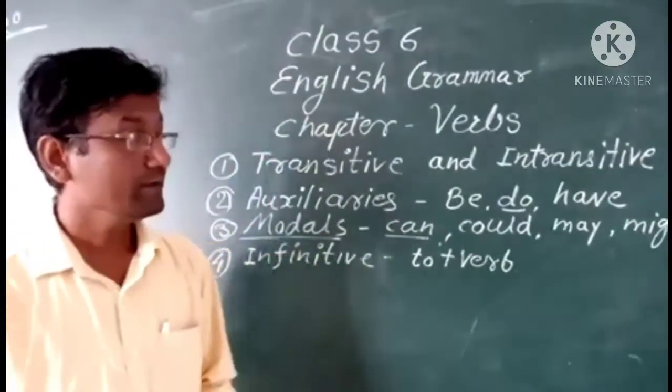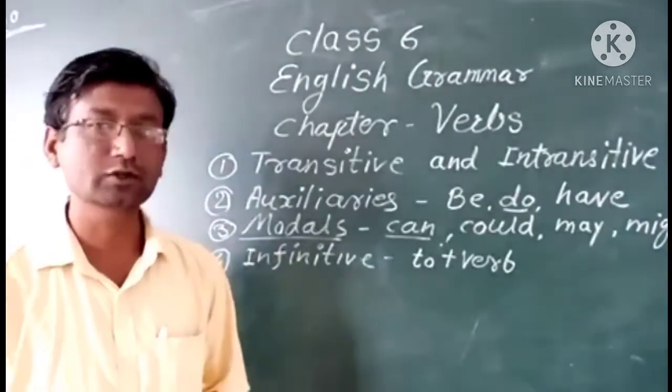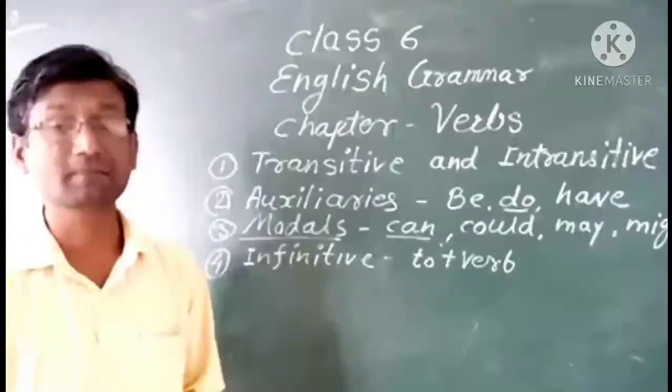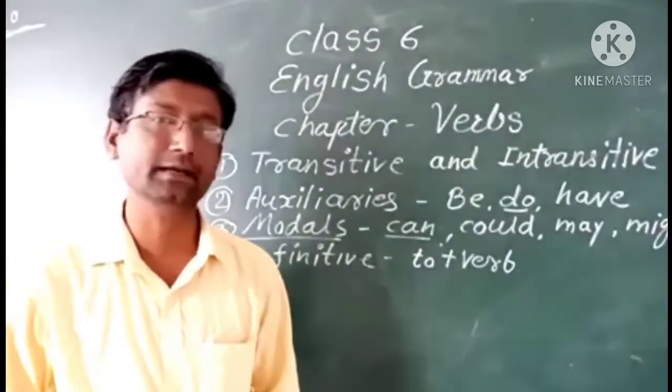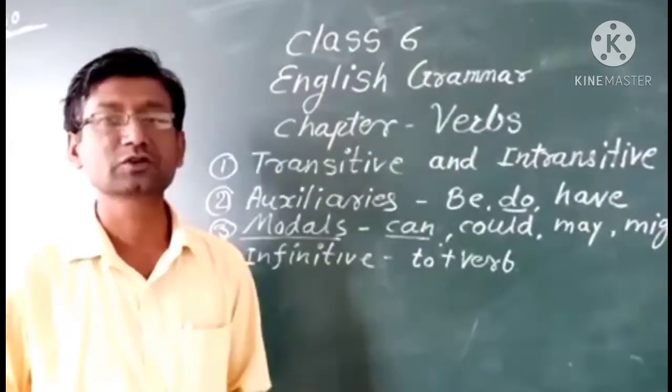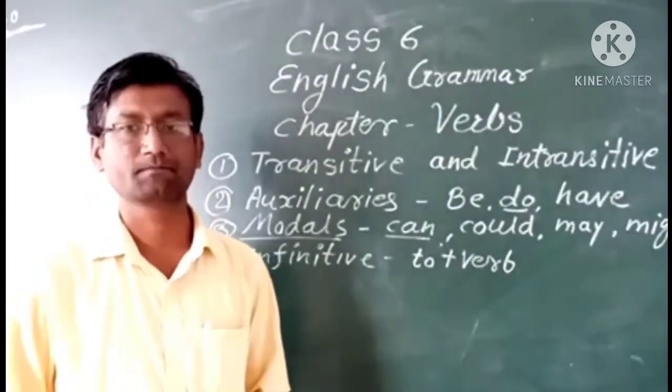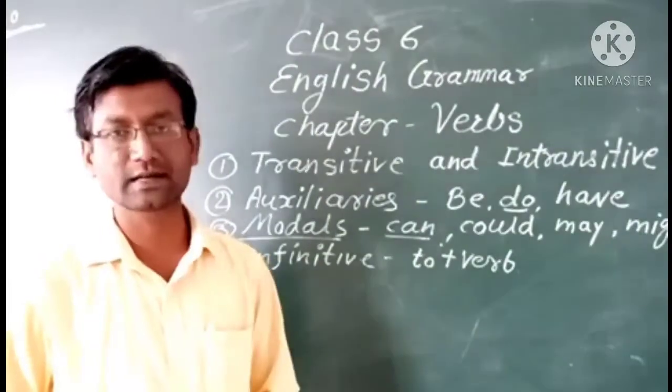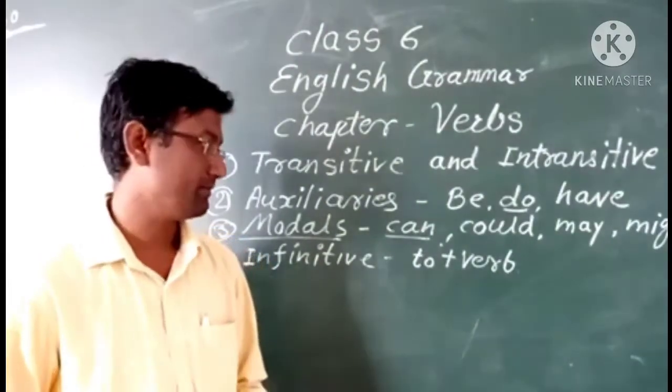Might. We use might to tell about the possibility. It might happen. It might rain today. So might is used to tell the possibility. There are some other modal auxiliaries also which we will see later.